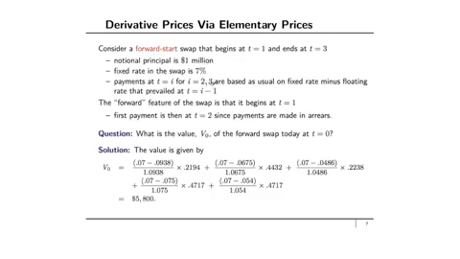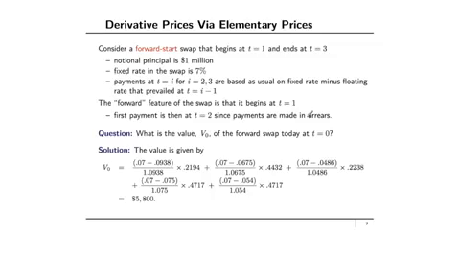If it was a regular swap, you would get a payment at time t equals 1. Here we're assuming that you only get a payment at time t equals 2 and time t equals 3. And that payment is based as usual on the fixed rate minus the floating rate that prevailed at time t equals i minus 1. So the first payment is at t equals 2, because payments are made in arrears. So the question is, what is the value V0 of this forward swap today at time t equal to 0?